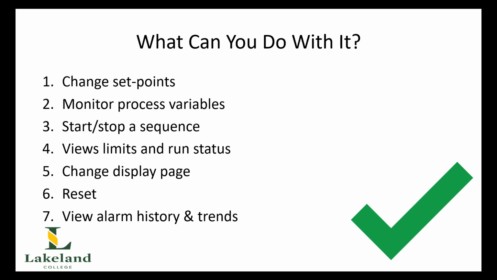So in summary then, what can we do with that? Well, obviously we can change set points, and we can do that in both manual control or automatic control. In automatic control, we simply adjust the set point and the controller will then take care of it. In manual control, we will adjust the controller output and then we will do the change manually. Second, we can monitor process variables, things like temperature, pressure, flow, that sort of stuff. And all of that is going to be in real time.